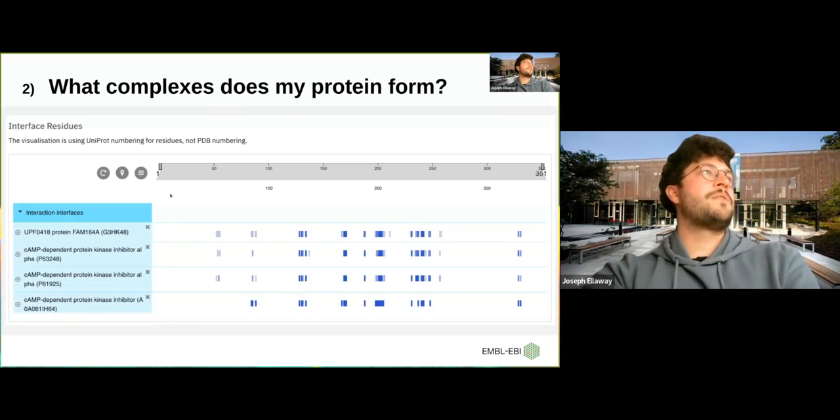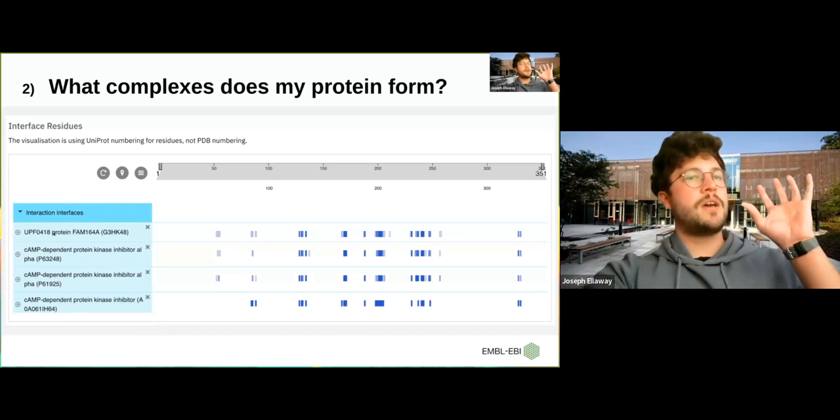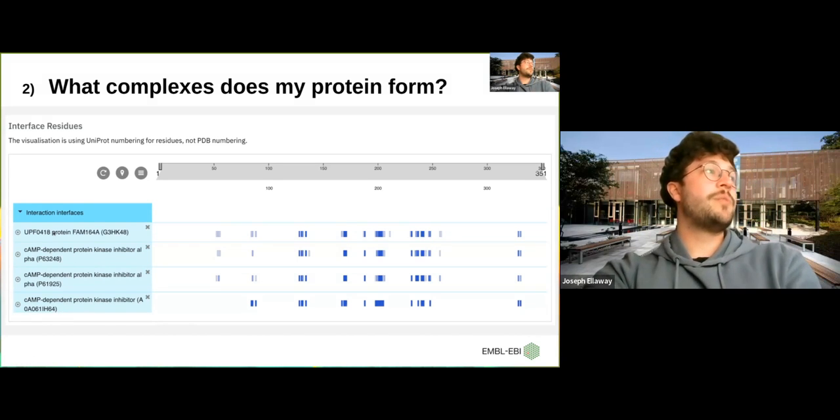Then if you scroll down, again, we give you a sequence-based viewer for this particular search, where the table shows you all of the interactions for your query sequence, your query protein, against all of the other proteins which are found to be in complex with it across the archive.